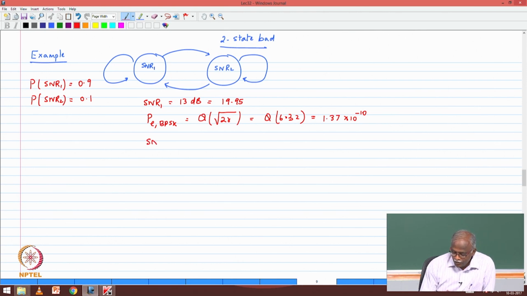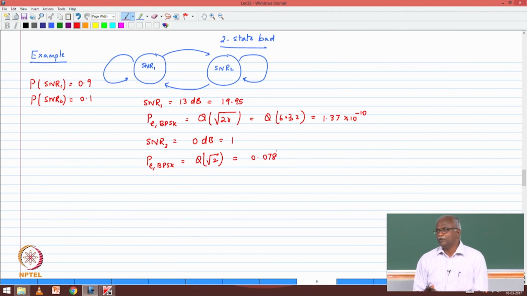The SNR2, unfortunately, is not such a good one. It is 0 dB. 0 dB means the SNR, on the linear scale, will be equal to 1. So the probability of error, not so good. This will be Q of root 2, which comes out to be 0.078. Doesn't look too bad. But anyway, compared to 10 power minus 10, this is not so good.